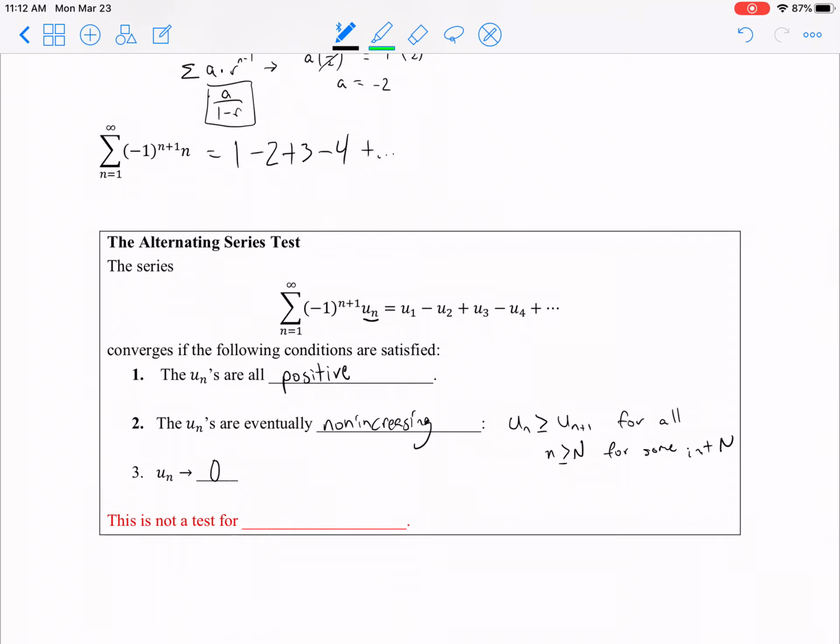Be careful. This is not a test for divergence. This only tells you convergence. So be careful of that.